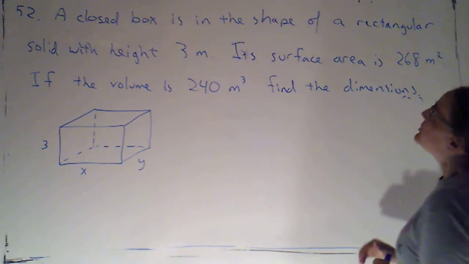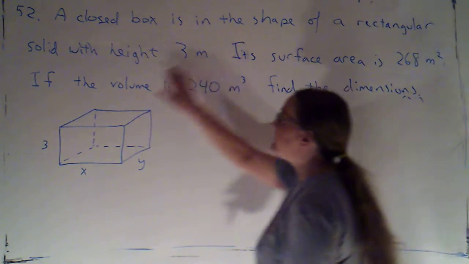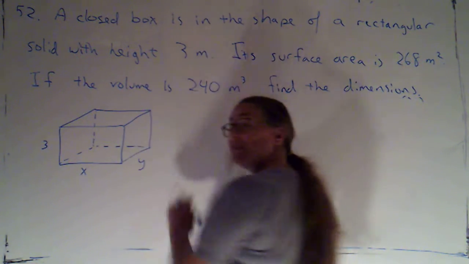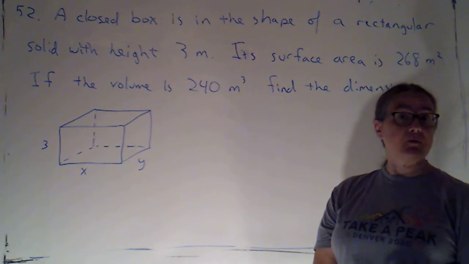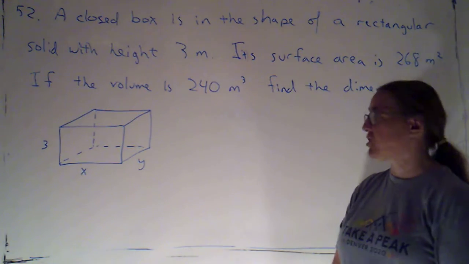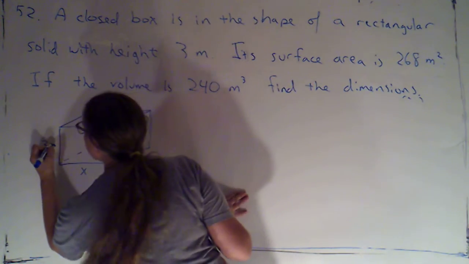Okay, so we're told that we have this closed box in the shape of a rectangular solid, and we're given the height is 3 meters. Then I've just labeled the other 2 dimensions, x and y. If you wanted to label them length and width so that you've got length, width, and height, that's totally fine. I'm going to go ahead and write in that that was meters, though. That's the units for this problem.